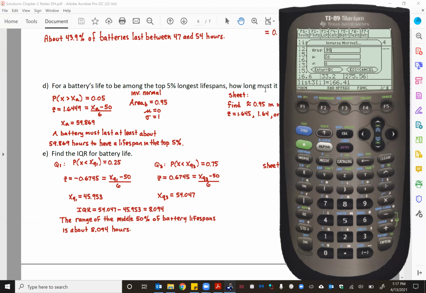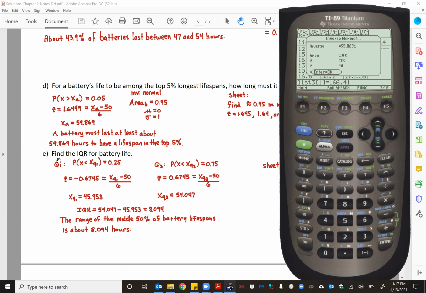Do a little mental math on that. Hit enter, and the result you get back, in this case 59.869, does represent the cutoff in terms of the original units of the problem to mark off the top 5%. So in this case, battery life in terms of hours. If your batteries last more than 59.869 hours, you are in the top 5%.